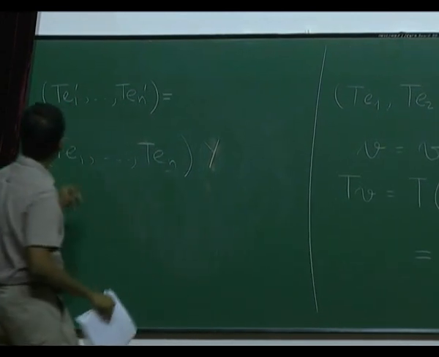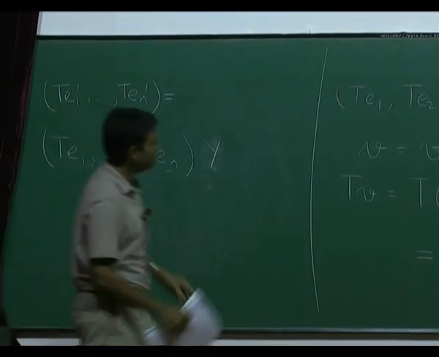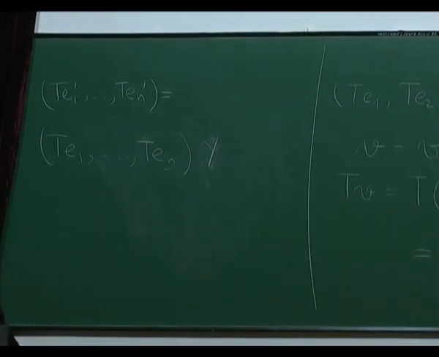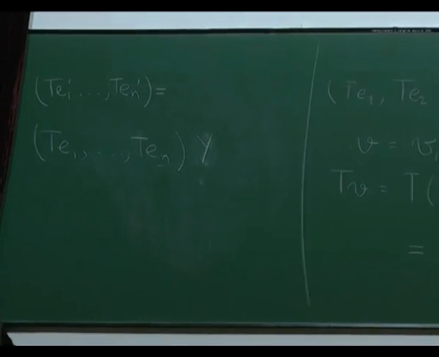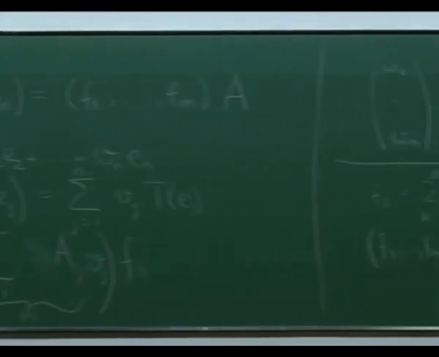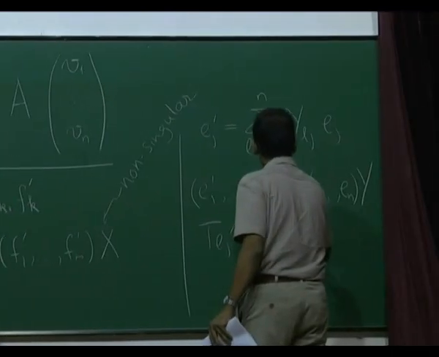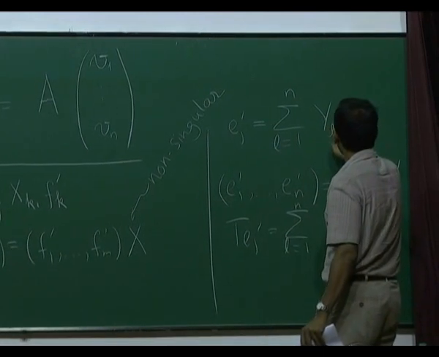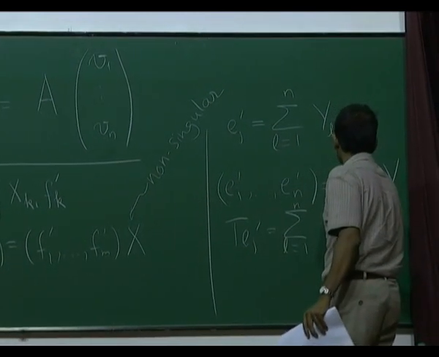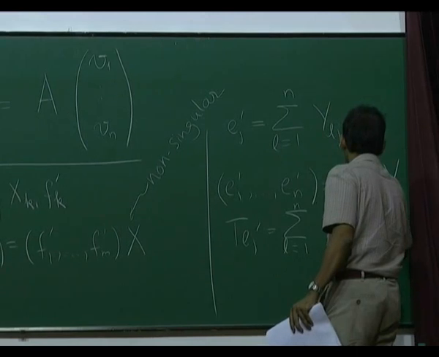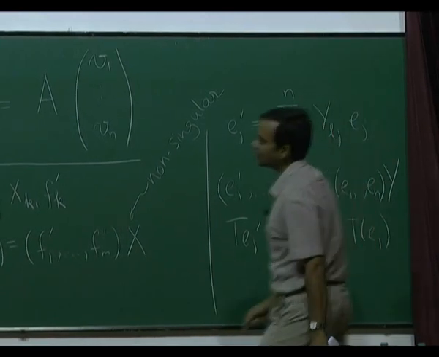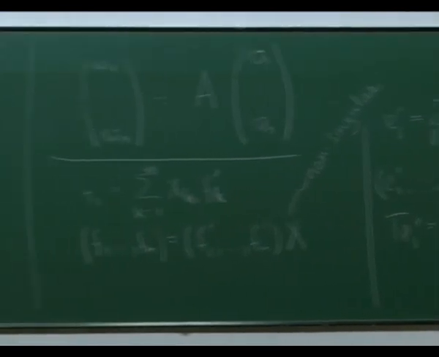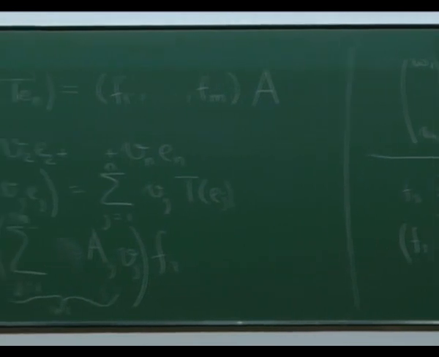See, T E1 prime, I will just show you quickly. What is Ej prime? T Ej prime is summation L goes from 1 to n of T of this, but by linearity I can pull these coefficients out. And this is exactly what I have written here. Okay, so, if you look at the jth entry here, it will precisely reflect that identity.